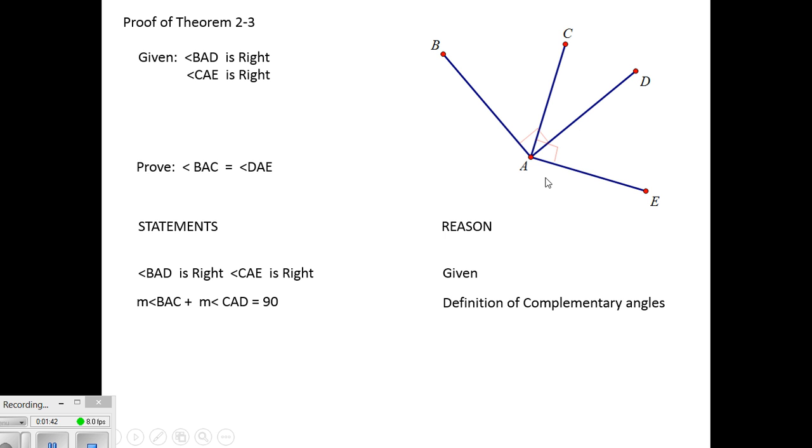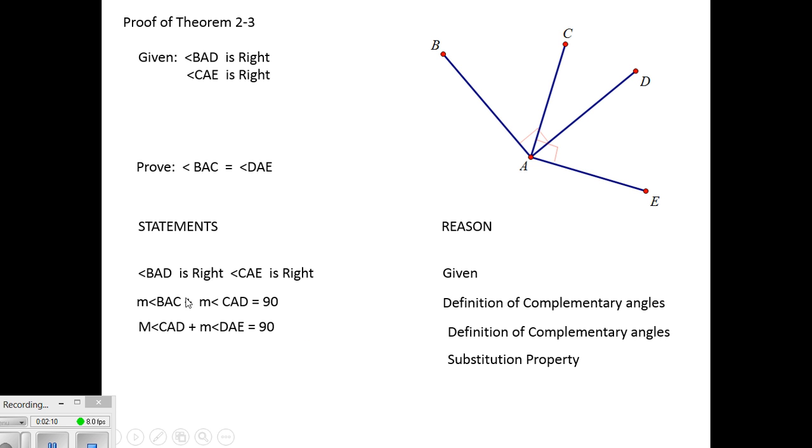Now you might also see that CAD and DAE will comprise the other right angle. And so that is said right there. Okay? And that again is a definition of complementary angles. Now, if this statement is equal to 90 and this statement is equal to 90, then they're both equal to each other. And that's the substitution property.